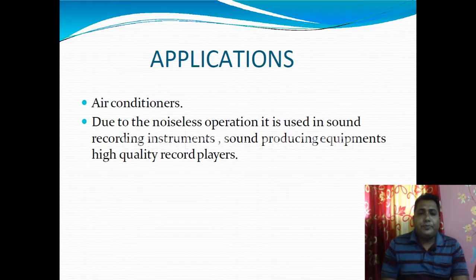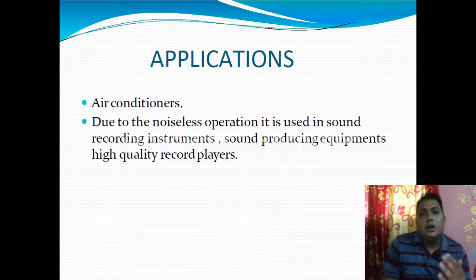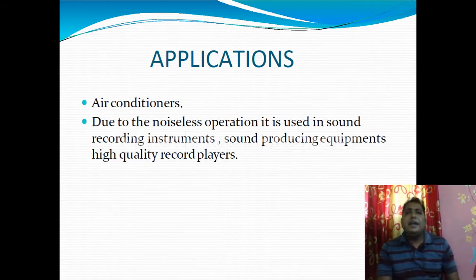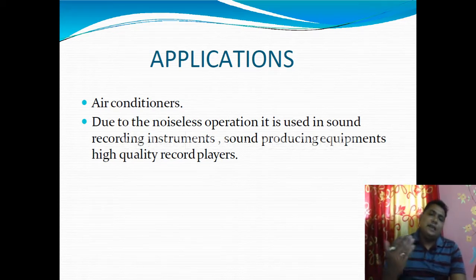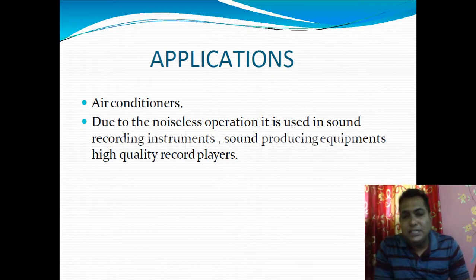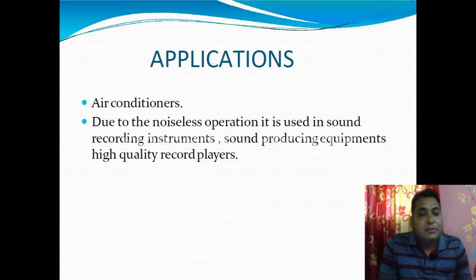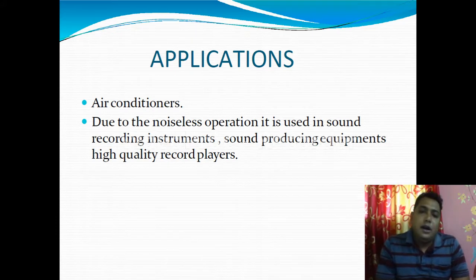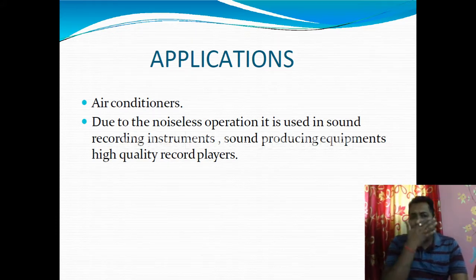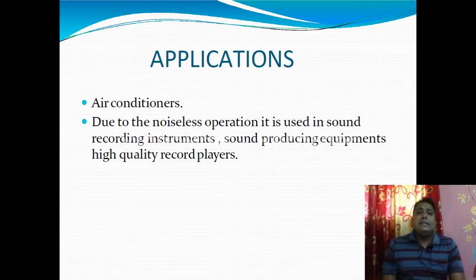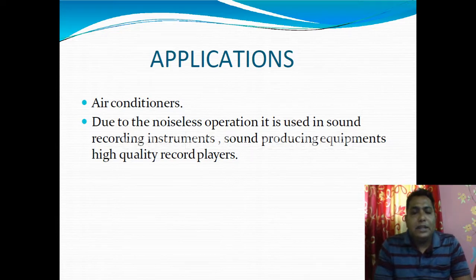Now, what are the applications? Air conditioners, where we need noiseless operation, because in air conditioners we have fans. Due to the noiseless operation, it is used in sound recording, as I have told you, sound producing equipment, and high quality record players. So in all applications where we don't need any kind of sound, we can use this particular type of machine.